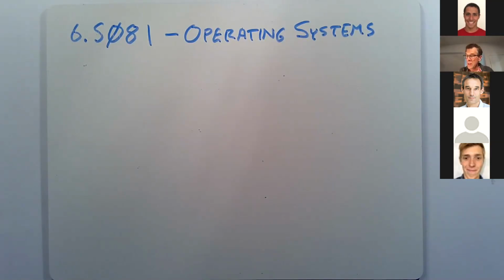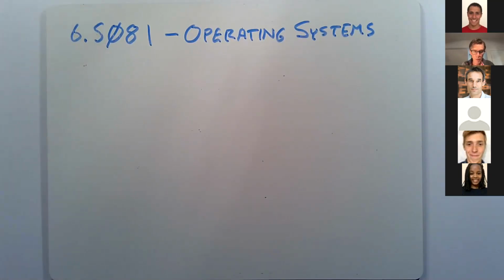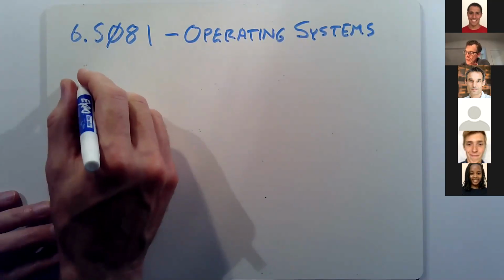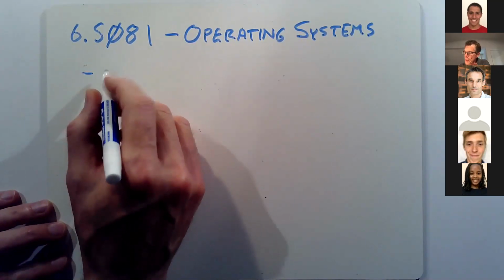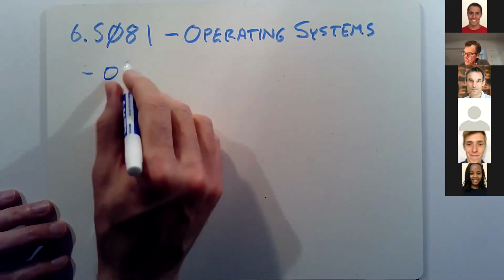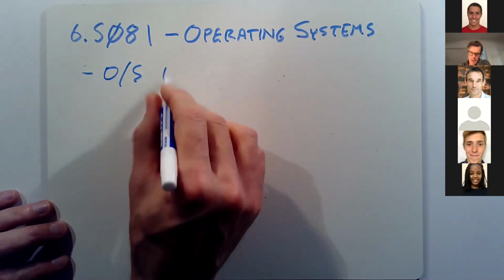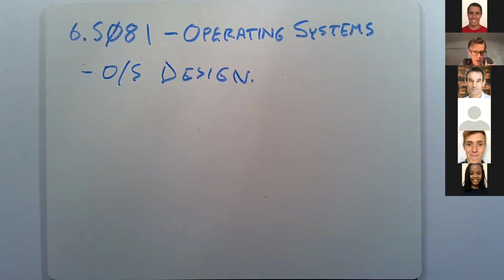All right, I want to start by laying out some of the goals of the course. So number one is to understand the design and implementation of operating systems. And the design is sort of high-level structure, and implementation is really about what the code looks like. And we'll be spending a lot of time with both.